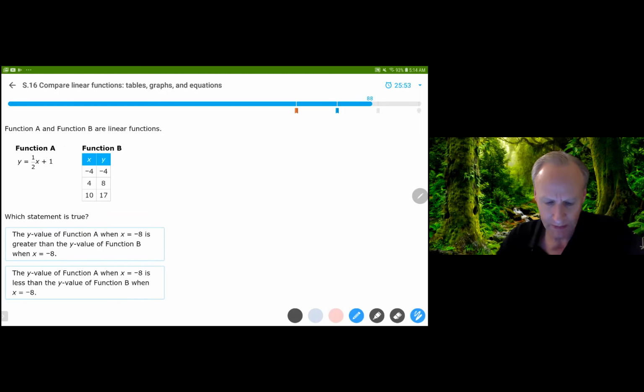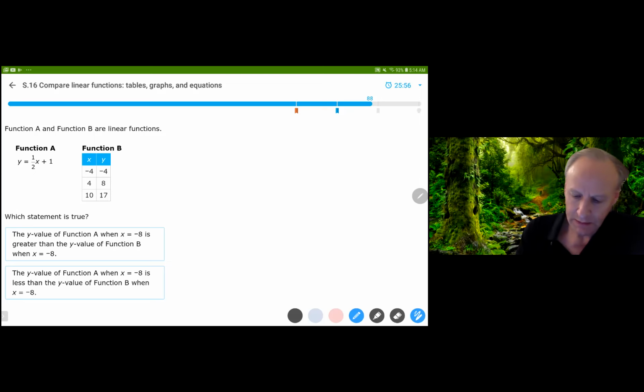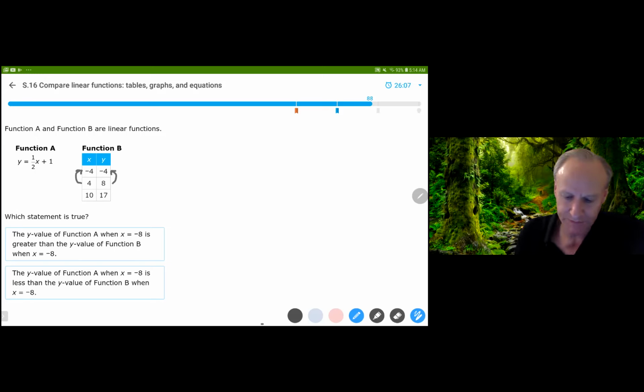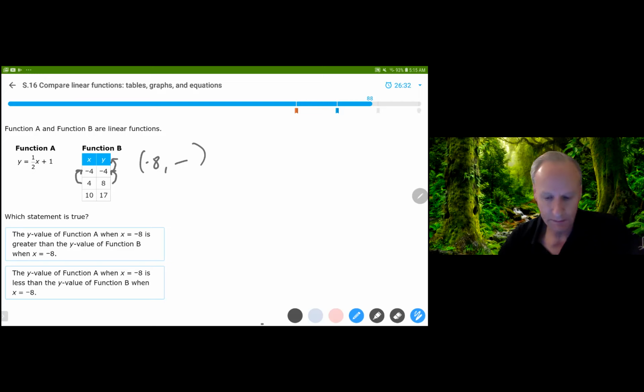Let's see. We're talking about the y value at -8. Okay, think about this for a second. I'm going from 4 to -4 and from 8 to -4. Now, what I want to do is estimate what happens to function b at -8. I'm just going to guess right off the top of my head that if moving this one gives me a negative, -8 is going to be even more negative than -4, clearly. So I know that it's going to be smaller than -4.